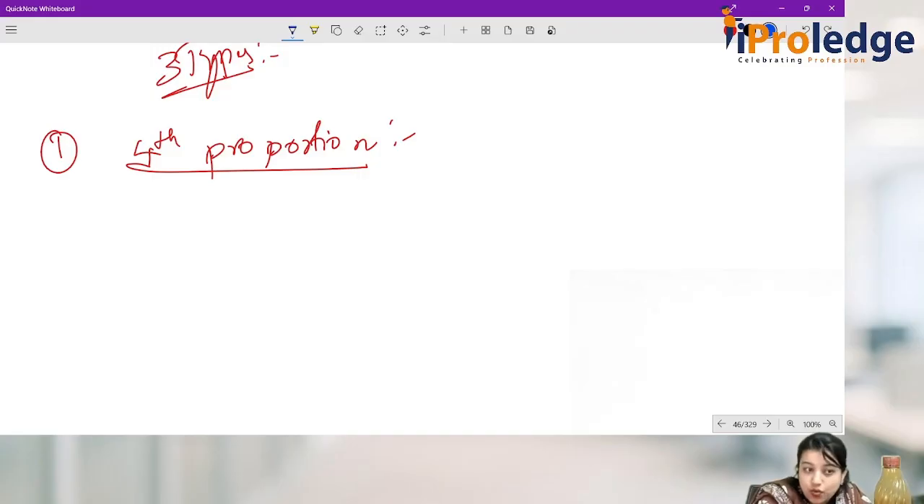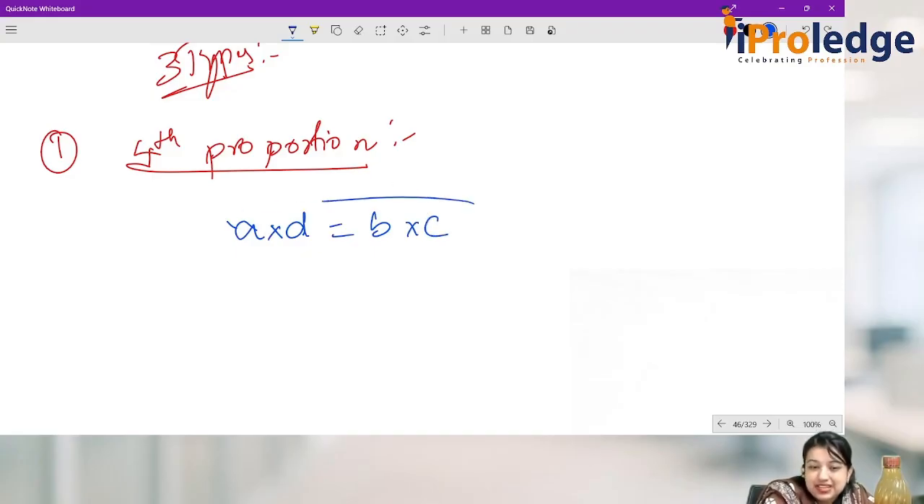Fourth proportion, what is the formula we are using? Product of extremes equal to product of means. That is, A into D will be equal to B into C. So this is the formula we are using for fourth proportion.